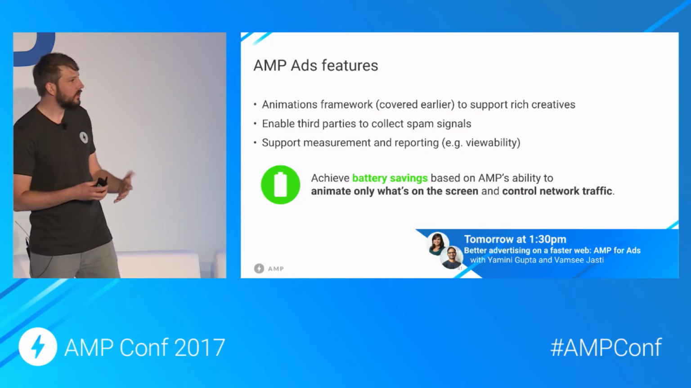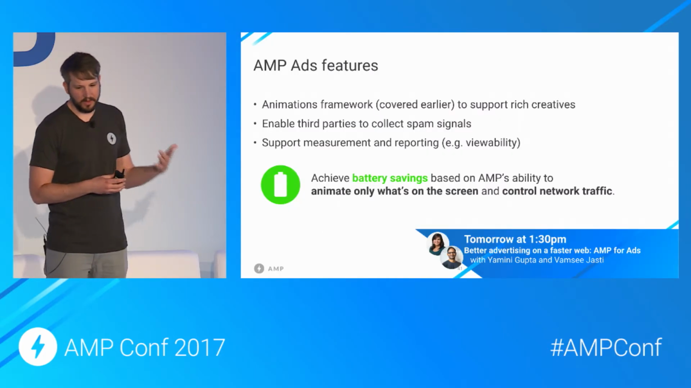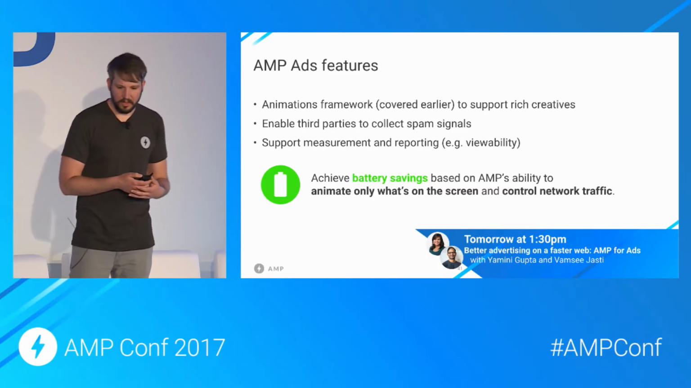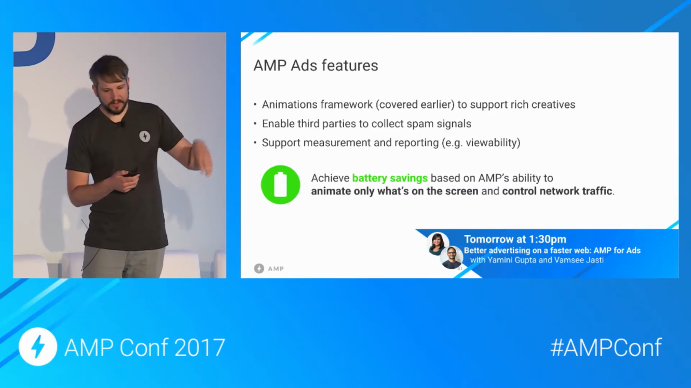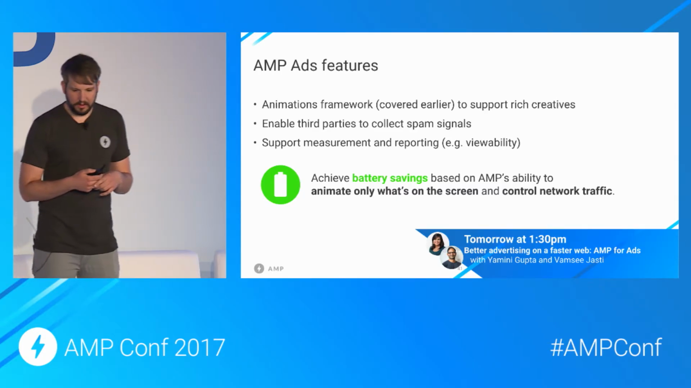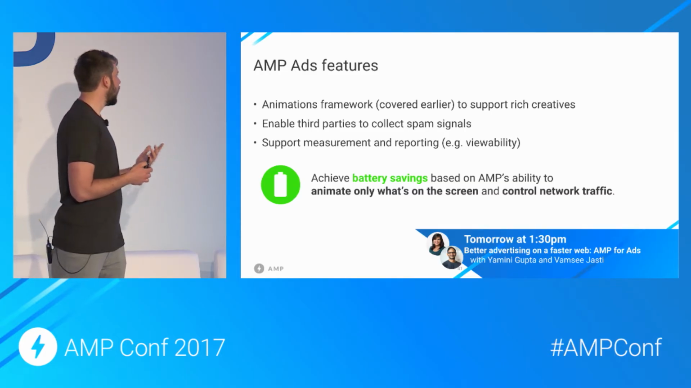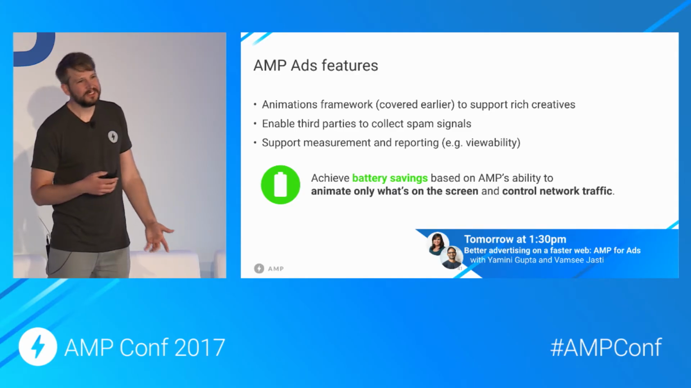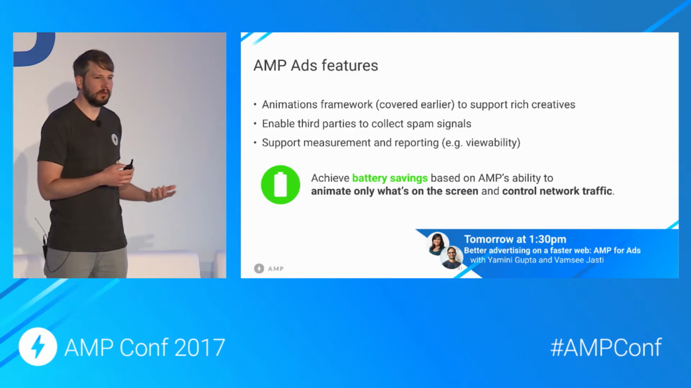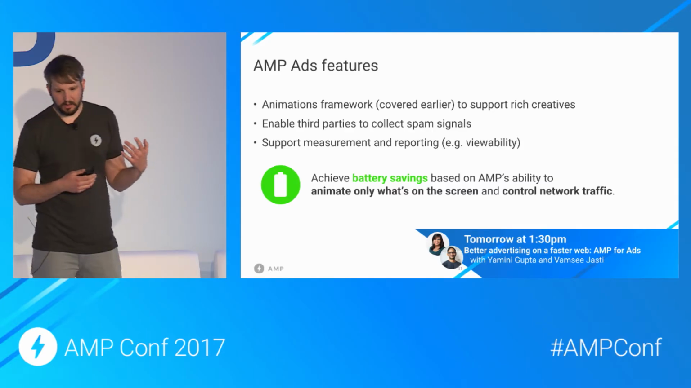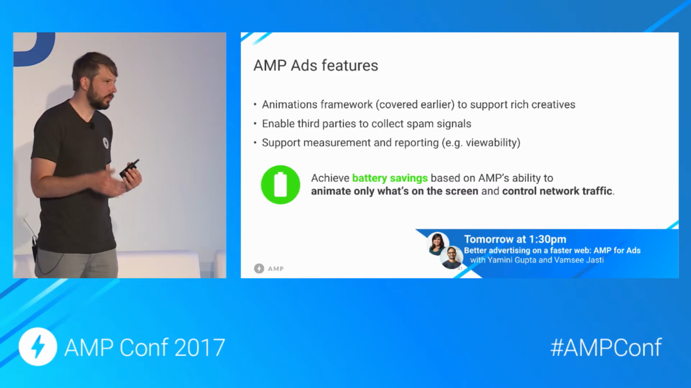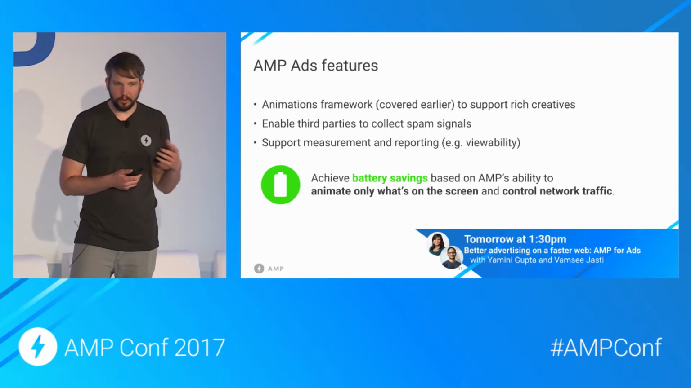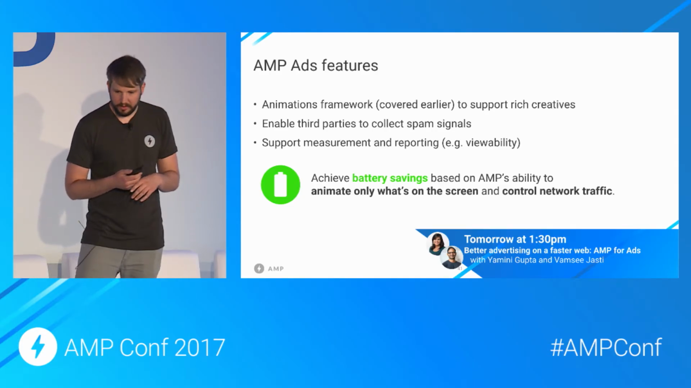So the work we're actually doing is introducing an animations framework. That's in particular important, obviously, for ads, because they like to animate stuff. There's work to enable third parties to collect spam signals, that kind of thing. I think the most important way to get energy savings is that currently ads often animate when they're not on screen, which wastes a lot of energy. So cutting that out will be very important. And obviously, we're doing other stuff like ensuring that animations actually happen on the GPU, which uses less battery than the CPU, all these kind of things. There's a session tomorrow at 1:30 that goes way more in depth into what this actually means.